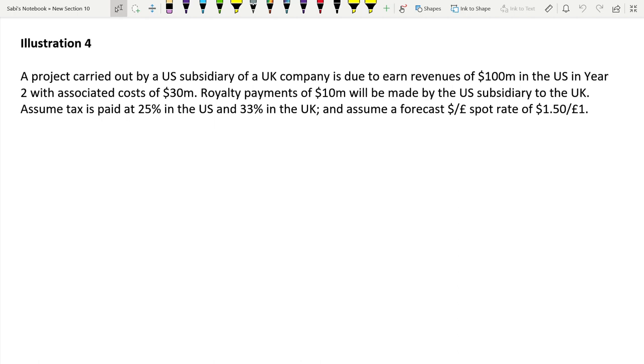Now let us do a question on this. In this question, a project is carried out by a US subsidiary of a UK company, and it is due to earn revenue of $100 million in the US in year 2 with a cost of $30 million. Royalty payment is $10 million, which is made by the US subsidiary to the UK. Assume taxes paid are 25% in the US and 33% in the UK. Assume a forecast with a spot rate. The spot rate is given to you. Looks like lots to do here, right? How do you start this question?